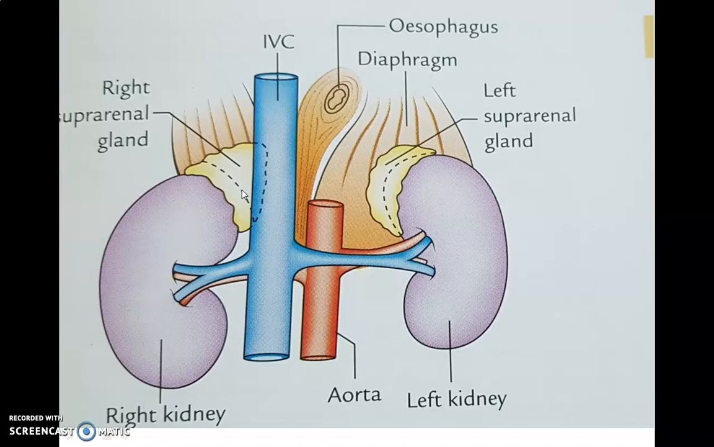The fetal suprarenal gland is larger than that of the adult. This is the kidney, this is the adrenal gland. The proportion of the gland to the kidney in the fetus is larger, about 1/3, but in the adult it is 1/30th the size of the kidney. The adrenal gland is 1/30th the size of the kidney in the adult.